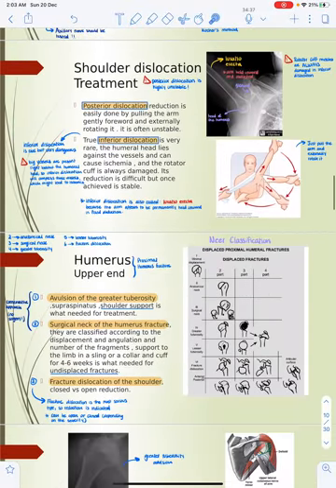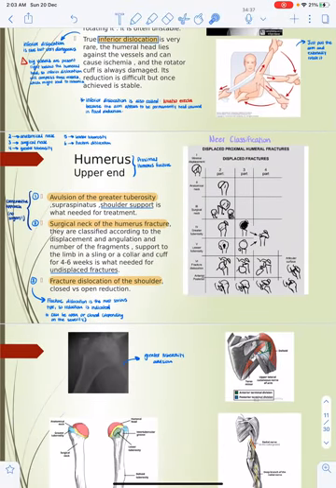Okay, so we're done with the dislocations. Now we're going to move on to fractures. First we'll talk about the proximal part of the humerus. For proximal humeral fractures I have three kinds: the avulsion of the greater tuberosity, the surgical neck of the humerus fracture, and the fracture dislocation of the shoulder.